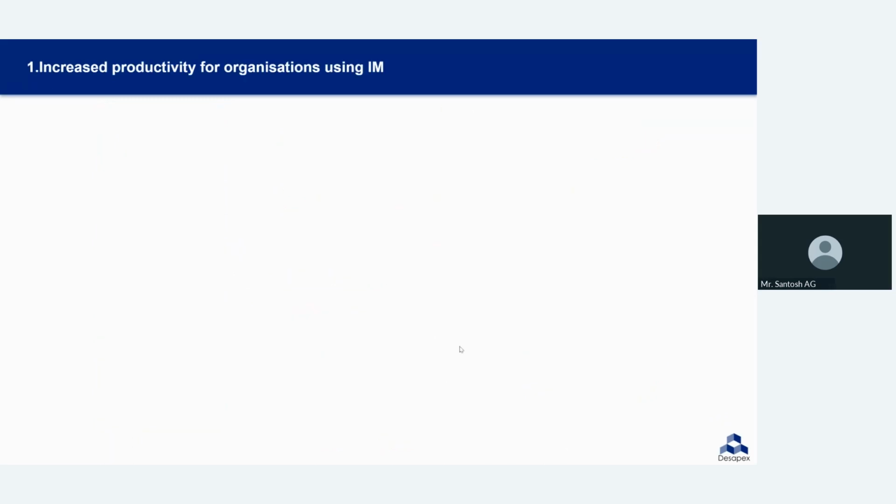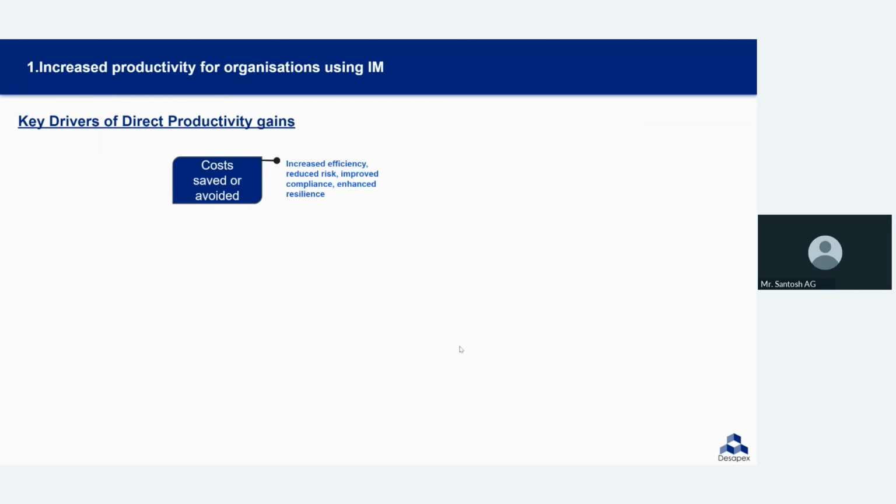The direct value for an organization which uses information management is enhanced or increased productivity gains. There are three key drivers in which this productivity can come about. The first is the cost saved or avoided from the use of IM. Through things like increased efficiency, reduced risk, improved compliance, and enhanced resilience, that enables the organizations to deliver better output for less cost, and that itself is a productivity gain. Secondly, an alternative form of gain is the ability to increase the output or the revenue for the same amount of input or effort. So getting more from our assets and using IM to spur innovation and development of new services and driving growth of organizations.